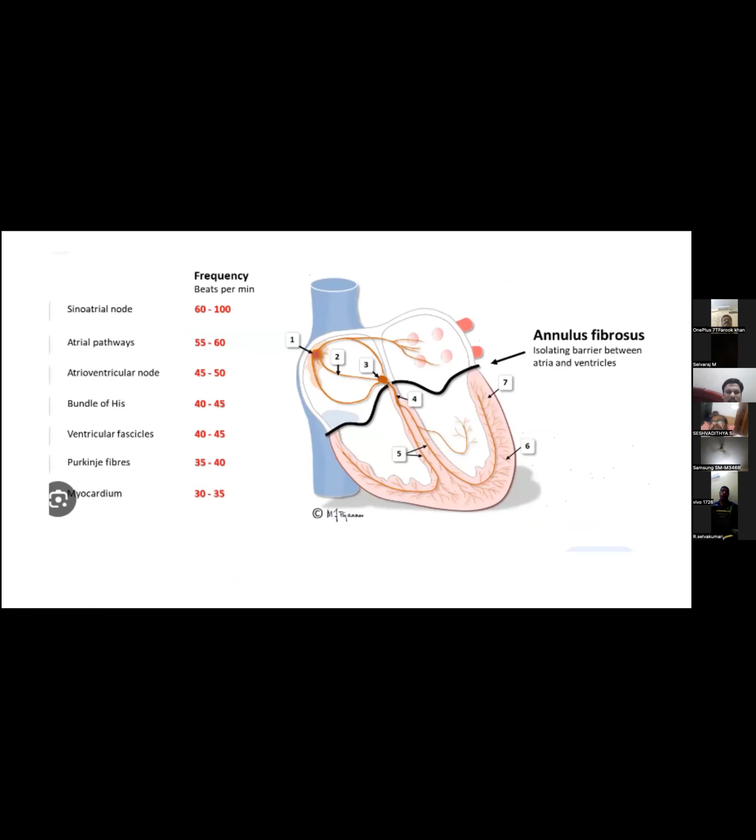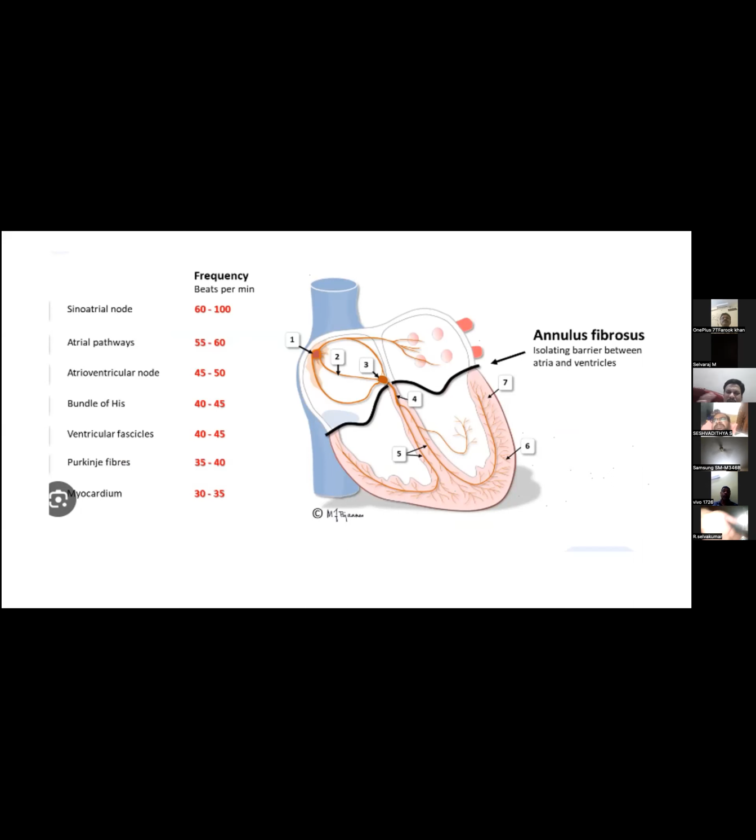Now, coming to refining the same thing I have told. The conduction through the specialized conduction system is much faster. I really emphasize this because when I talk about right bundle and left bundle branch block, these points are going to be very, very important. It conducts very fast through the bundle of His and through the right and left bundle. Once it reaches the Purkinje fibers and into the myocardium, the conduction becomes slower.